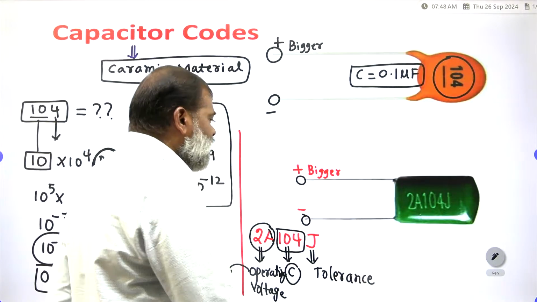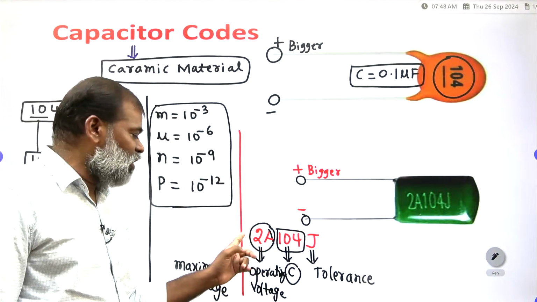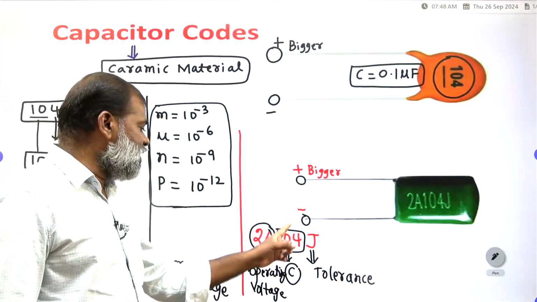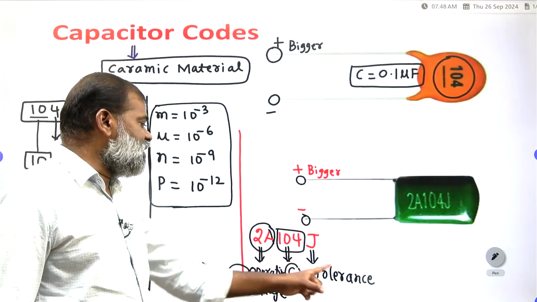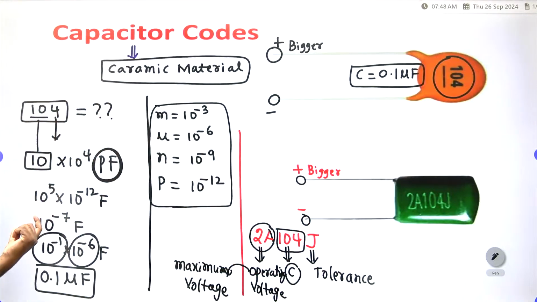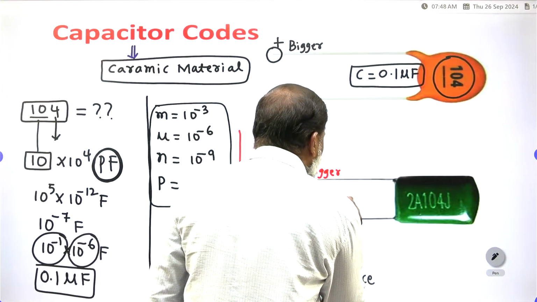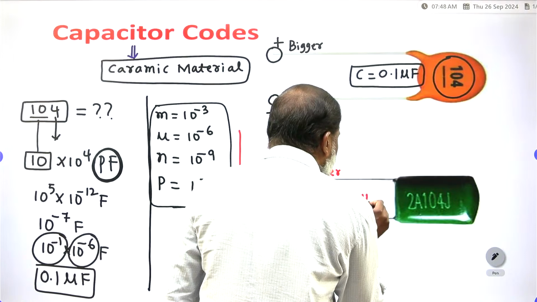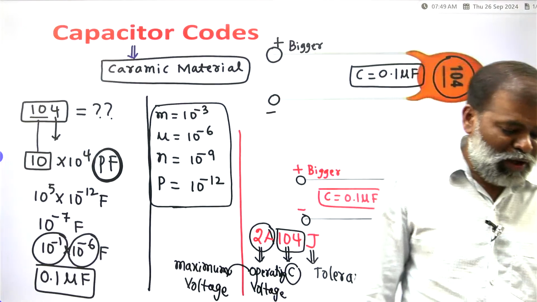Clear? Once again, 2A is the operating voltage. That chart I will give to you. 104 is the capacitance of the capacitor, and J is the tolerance. If it is 104, it is 0.1 microfarad. This capacity is equal to 0.1 microfarad.